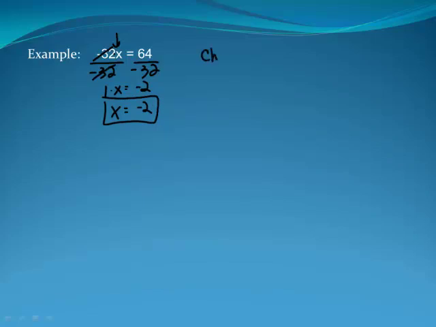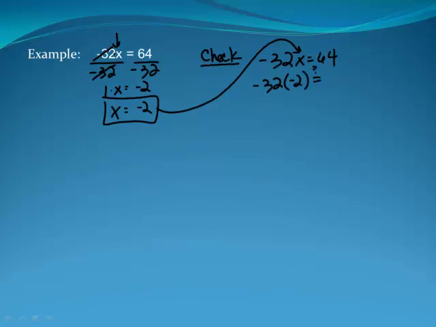To check your answer, always check it in the original problem. The original problem is negative 32x is equal to 64. We're going to put that negative 2 in there. Negative 32 times negative 2, is that really equal to 64? Do the math on the left-hand side. Negative times negative is positive, and 32 times 2 is 64. So positive 64 is equal to positive 64. Looks good, checks out.